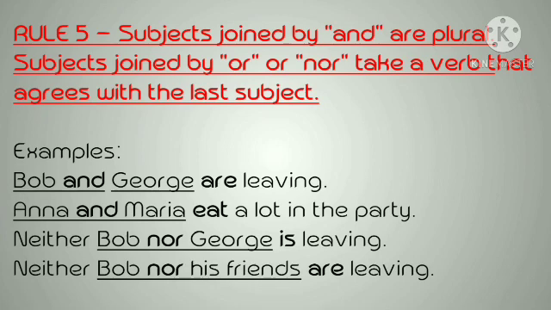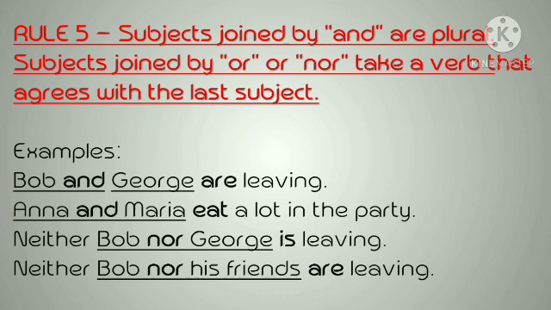On the next one, neither Bob nor George is living. Bob is the first subject, while George is the last subject. According here, the last subject will be the basis of the agreement. So our last subject is George. So therefore, we are going to use is.